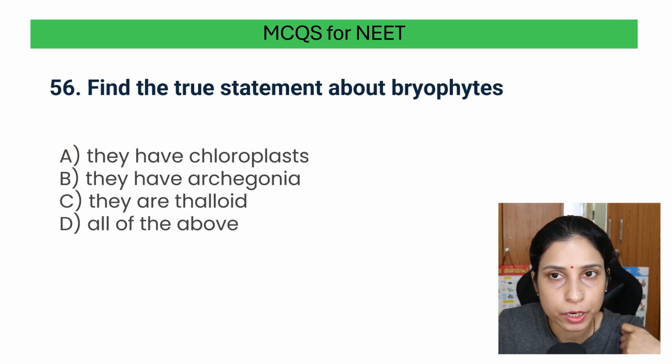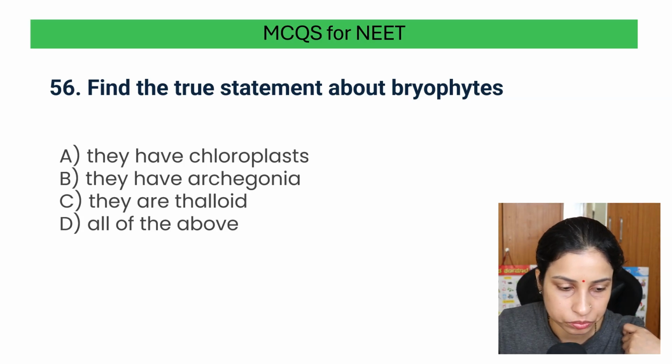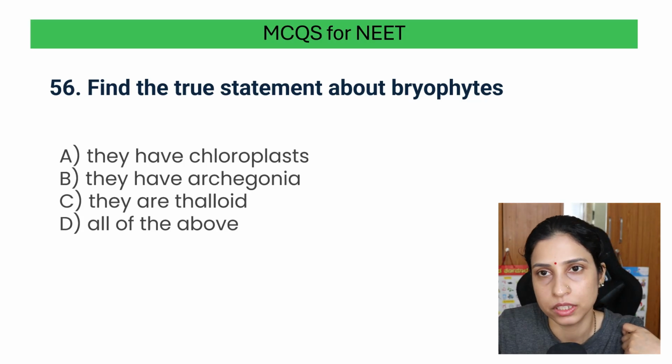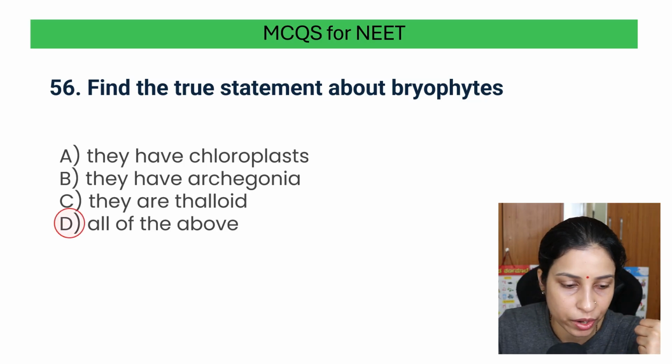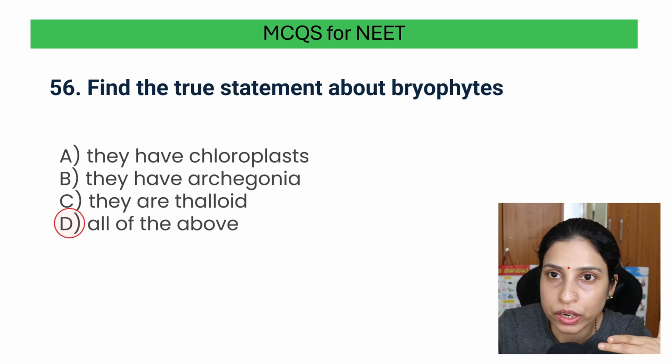Find the true statement about bryophytes. They have chloroplast. Yeah. They have archegonia. They are thalloid and all of the above. The answer is all of the above. They have chloroplast. Archegonia is the part of the bryophyte and thalloid is the whole body of the bryophyte.